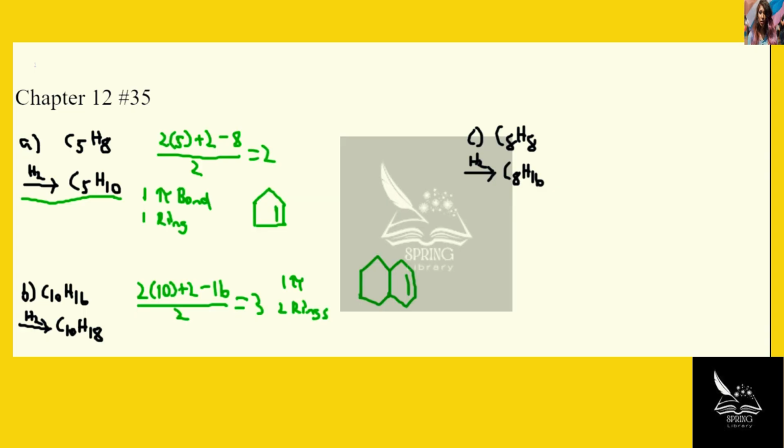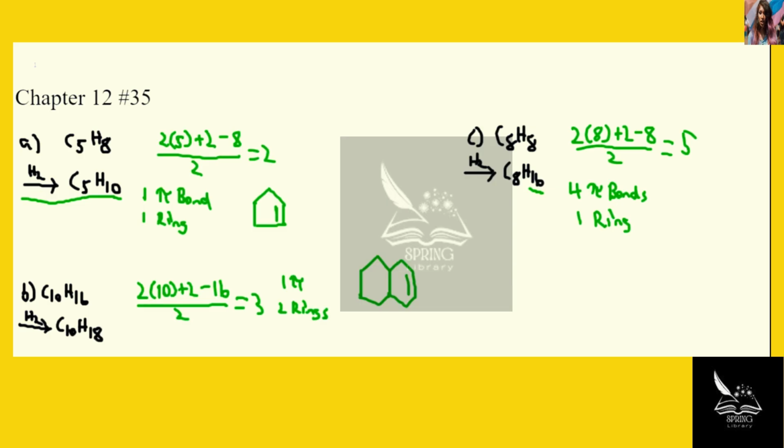Then I'm just going to repeat the exact same thing for C. The HDI here is going to be 2 times 8 plus 2 minus 8, over 2. So 16, 18, 10, 5. So 5 degrees of unsaturation. However, when we hydrogenate this time, we add 8 hydrogens. So 4 pairs of hydrogens. So this is going to be 4 pi bonds, which leaves 1 ring.